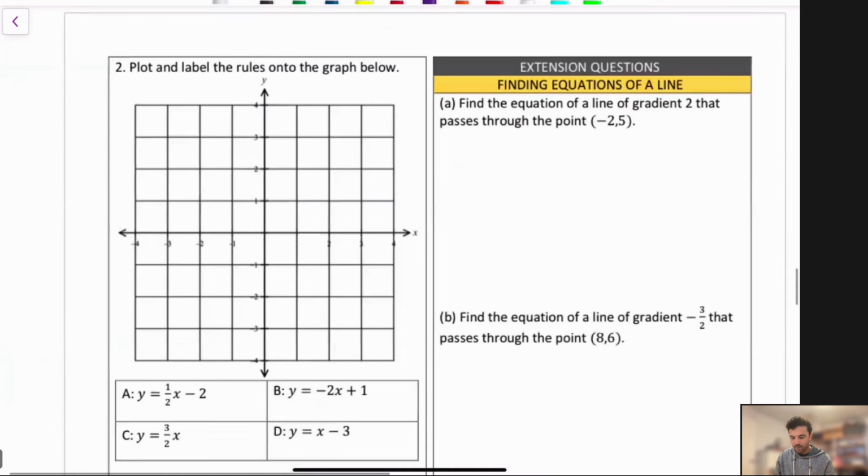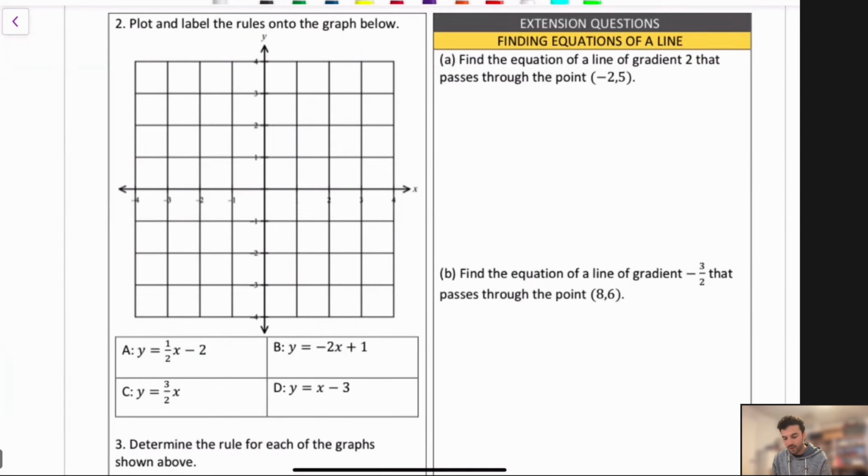Question 2: plot and label the rules on a plot below. You've got equations A, B, C, and D there. Have a crack at those questions and then press play and see if you got the answers correct. So here we go. Let's plot these lines.